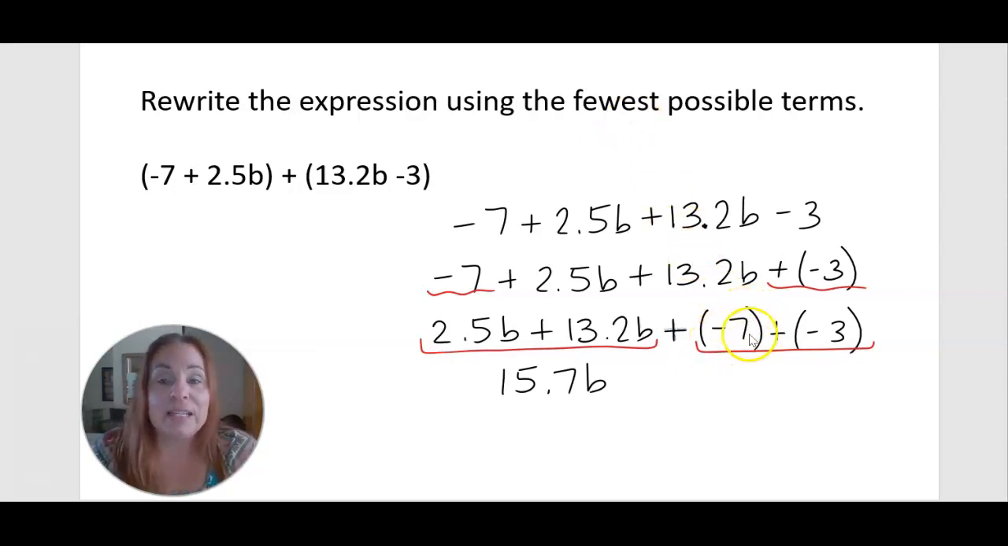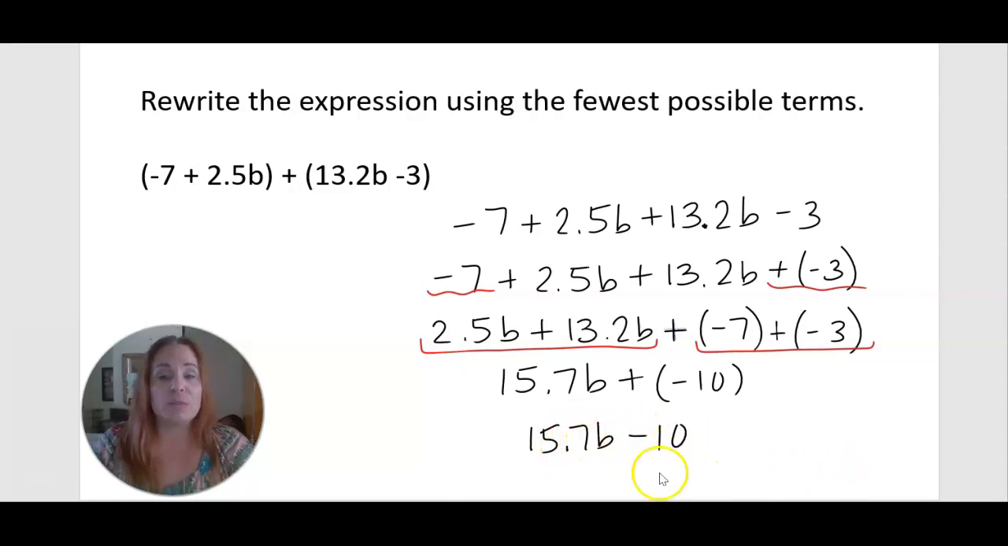And then -7 plus -3. Remember we talked about if their signs are the same, they're on the same team. So I have 7 on the negative team, 3 on the negative team. I combine them to have 10 on the negative team. So I can write plus -10. This is equivalent to writing 15.7b minus 10. Because remember, subtracting is the same as adding a negative, right? So either of these options, if they were options in multiple choice, are acceptable.